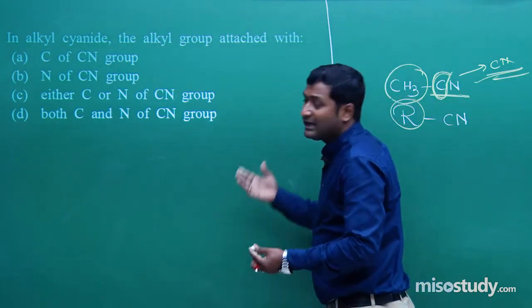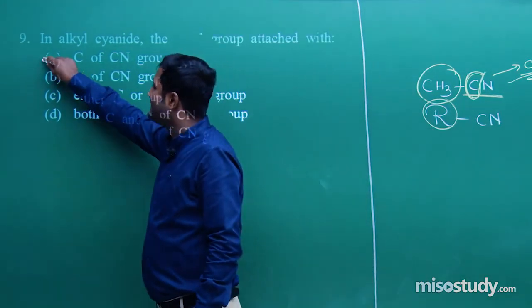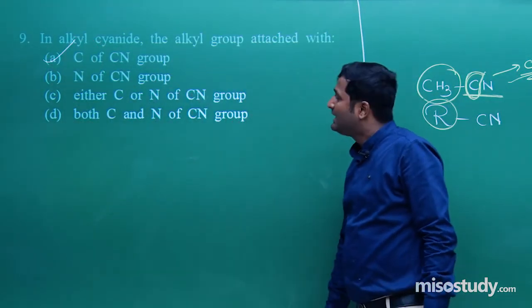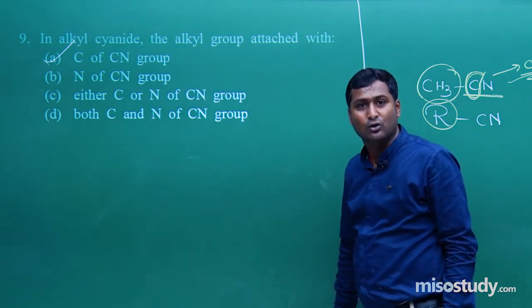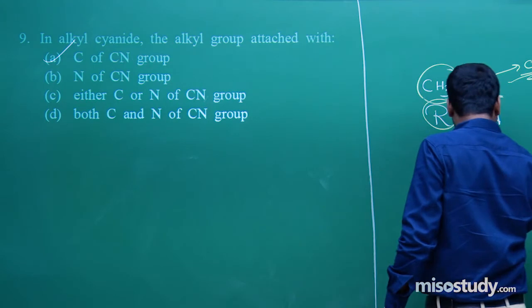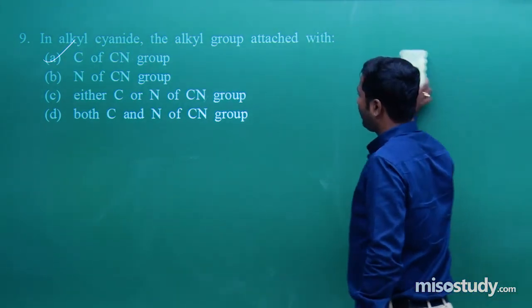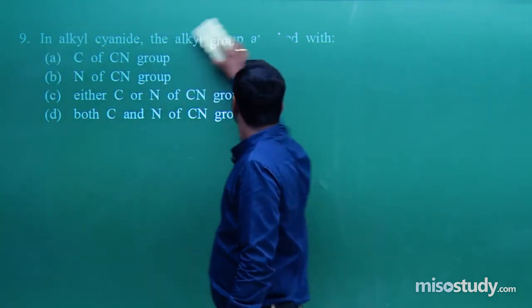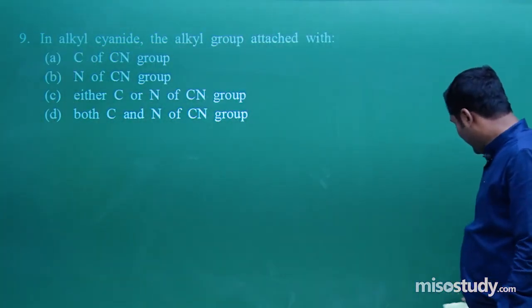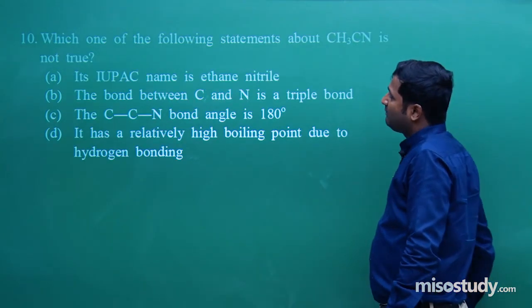So for question number 9, A is the correct option, C of the CN group. Clear, friend? I think now you can easily solve such kind of questions. Wait for a moment, give me a few seconds. Now let's move to the next question. Check it out for question number 10.